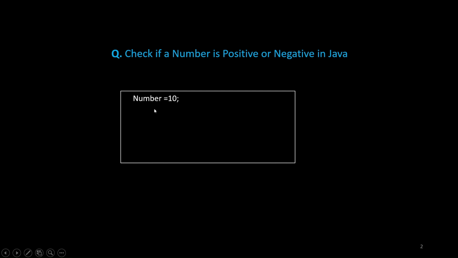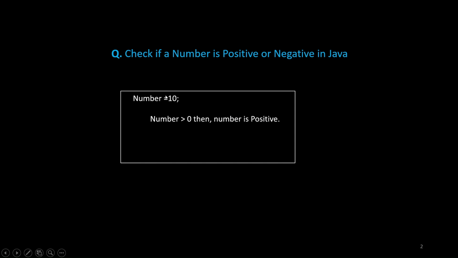So let's suppose we have our number. The first thing we need is a number, that is a primitive type. So int number is equal to 10. After this number is provided by the user, what are the conditions needed to check whether this number is positive or negative in Java? So the first case is the number is greater than 0, then only the number is positive.